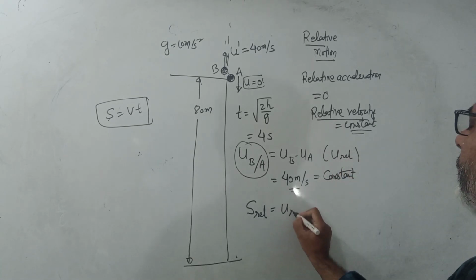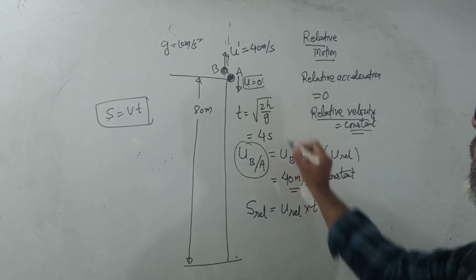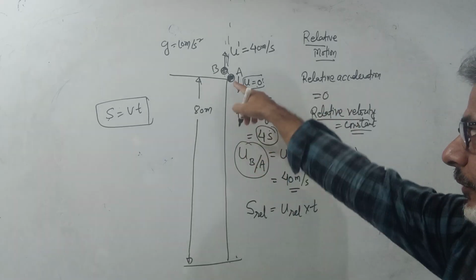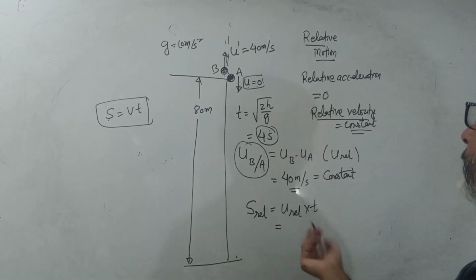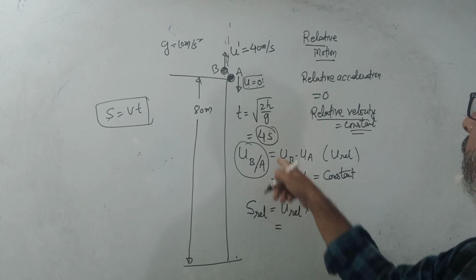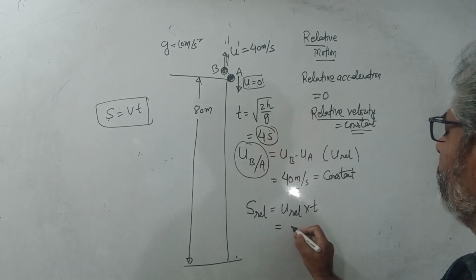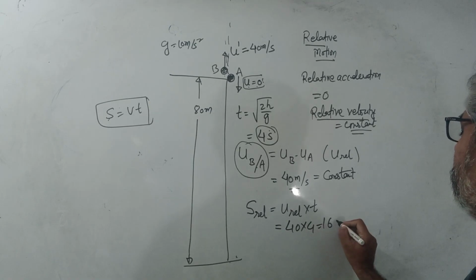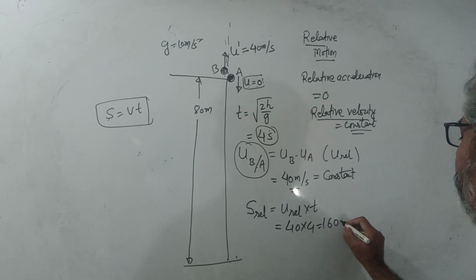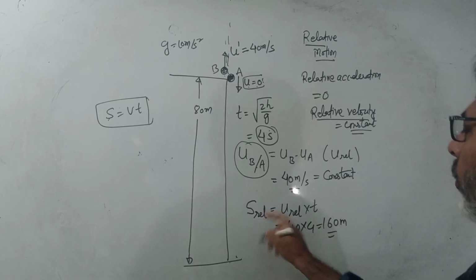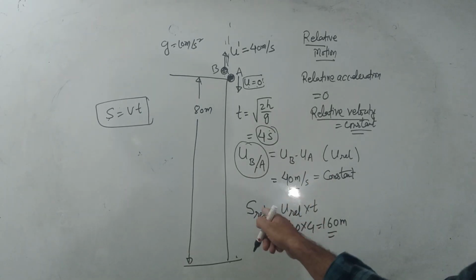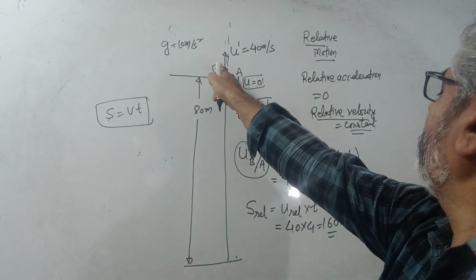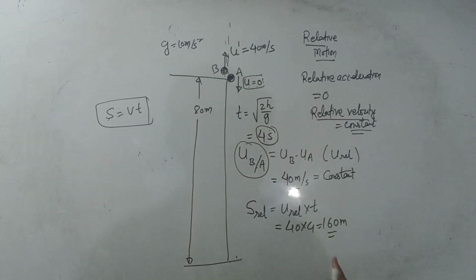So this is nothing but u relative into time, and I already calculated the time above in which it came down here. So very easily you get 40 as the relative velocity. Time is this, 40 into time, that is 4, and the answer is 160 meters. So the displacement of this particle B with respect to A is 160.